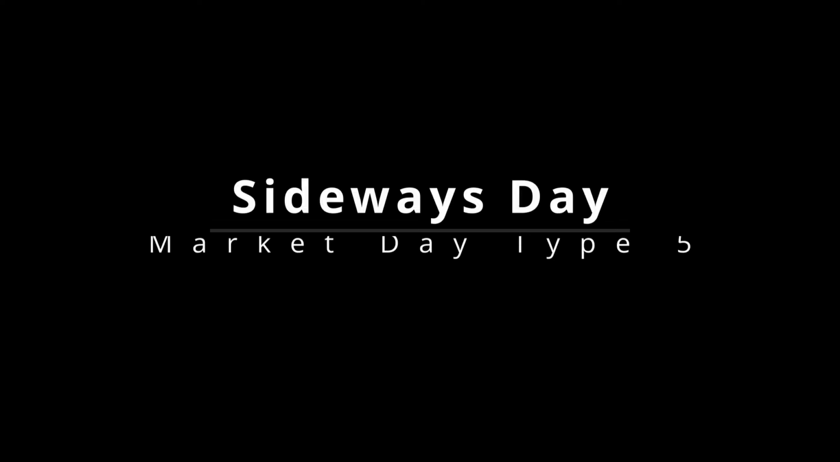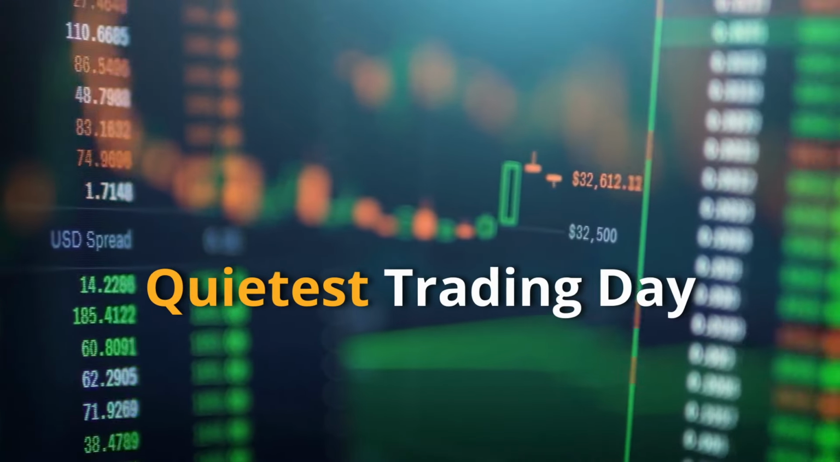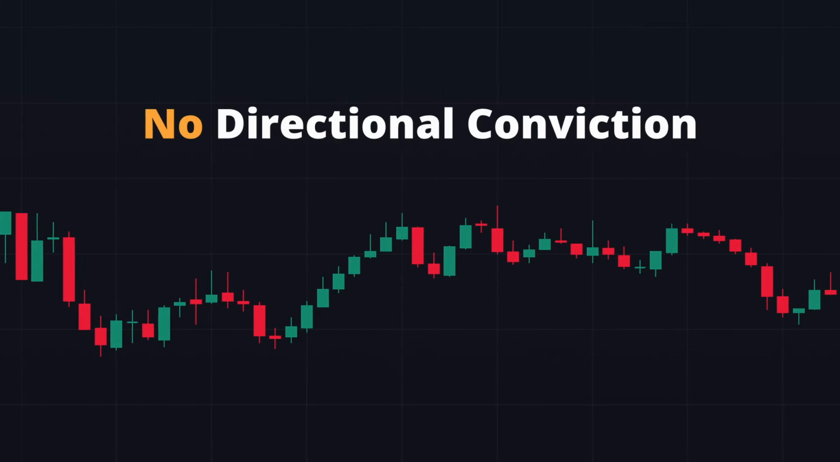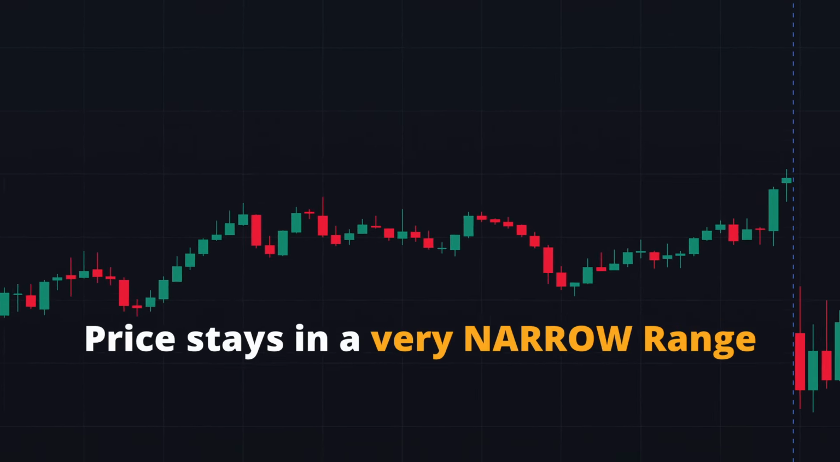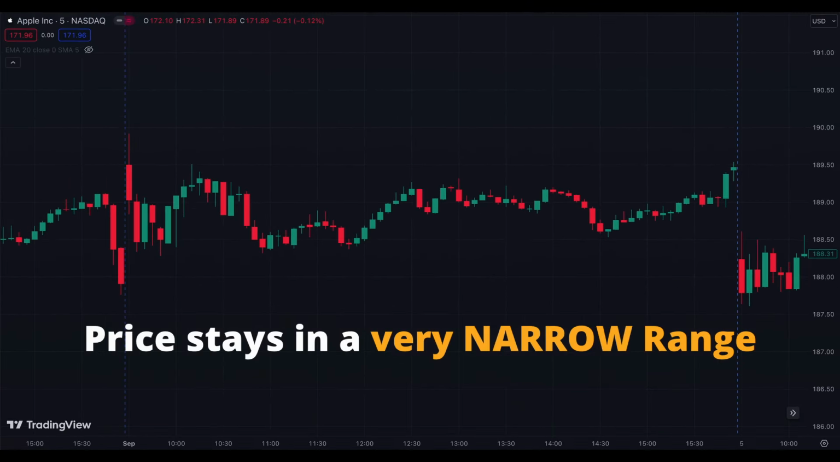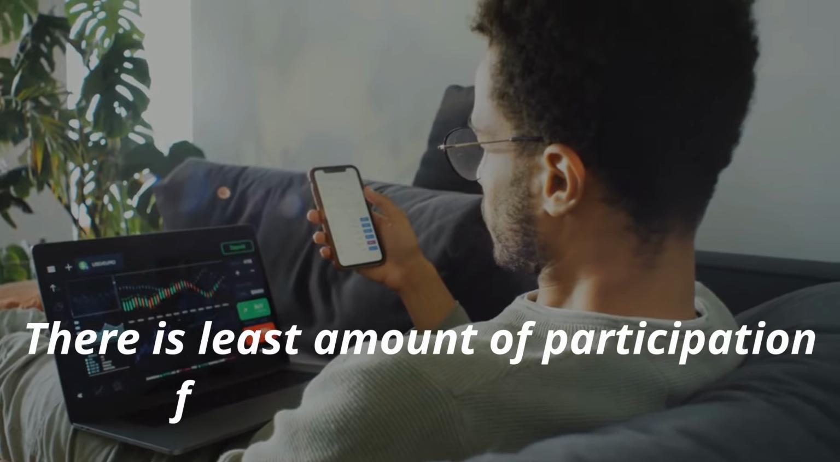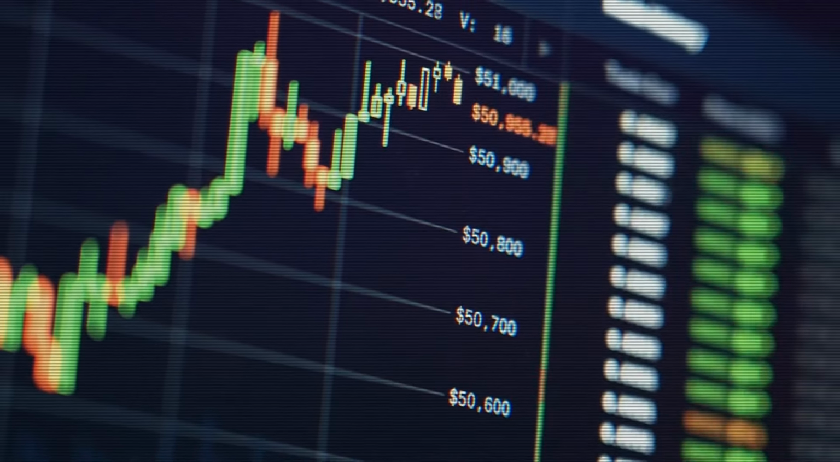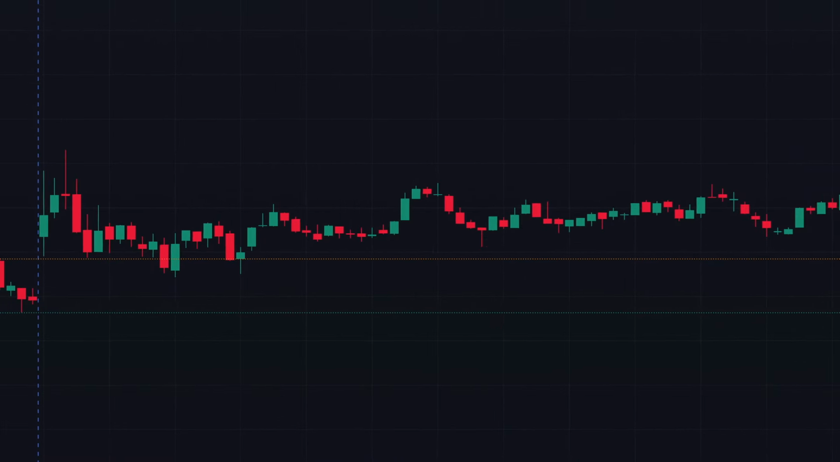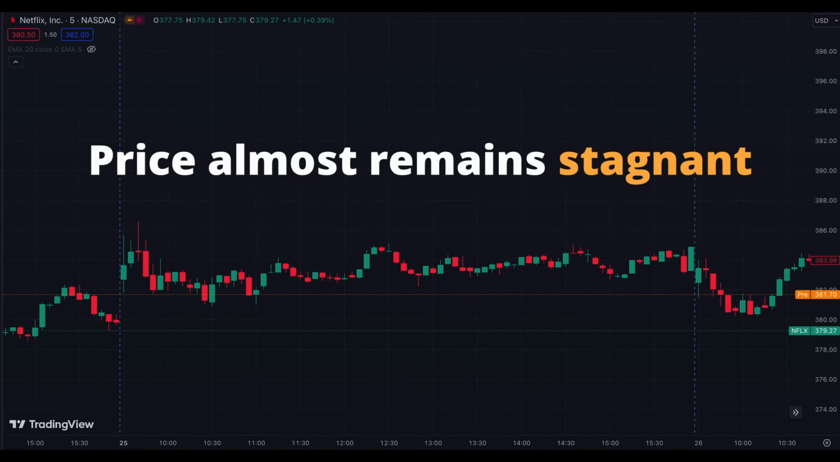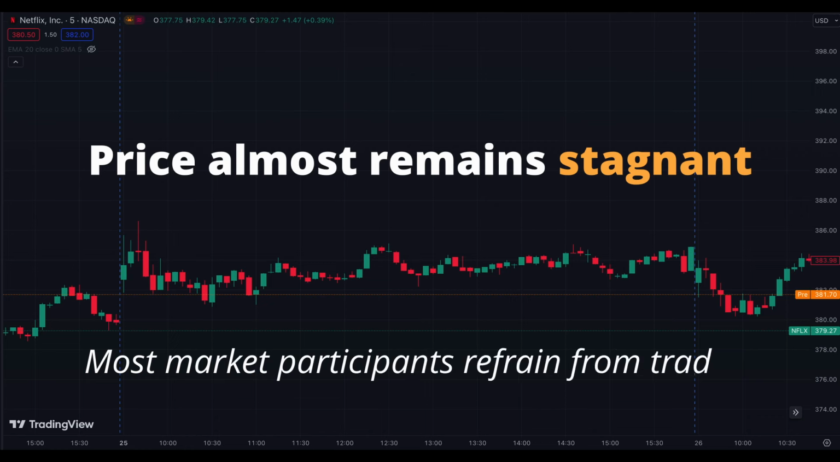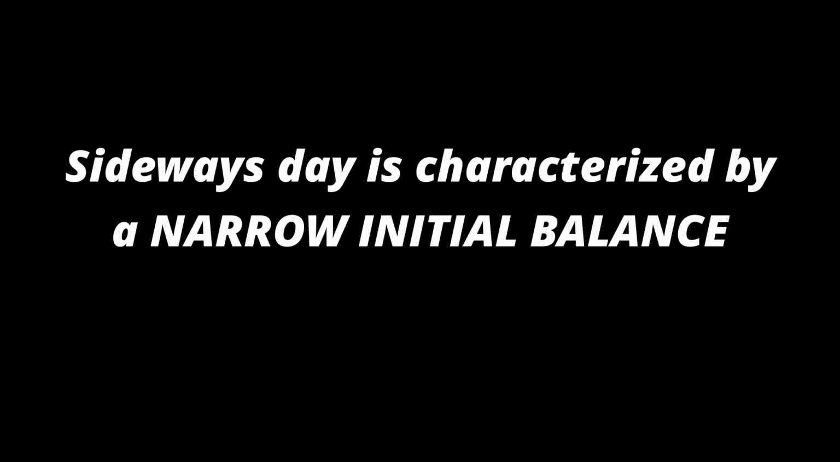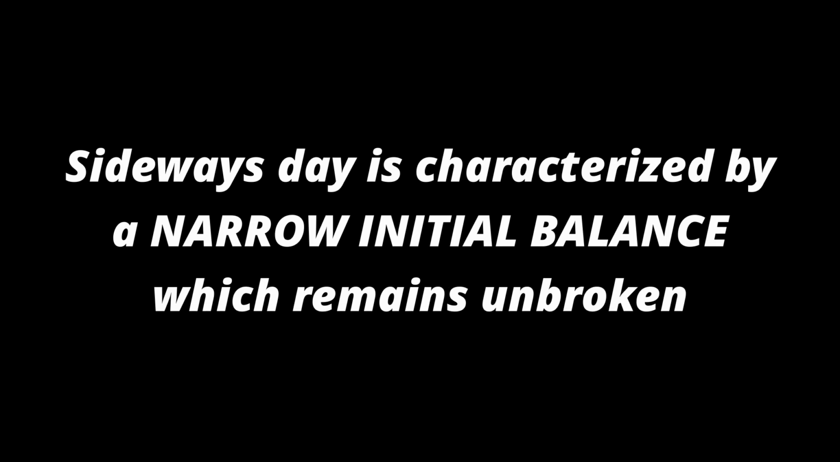Market day type 5. Sideways day. This is the quietest trading day of all. There is no directional conviction. Price stays in a very narrow range throughout the day. There is the least amount of participation from the buyers and sellers. The price doesn't move back and forth like a trading range day. To say the least, the price almost remains stagnant, as most market participants refrain from trading. Such a day is characterized by a narrow initial balance, which remains unbroken for the remainder of the day.